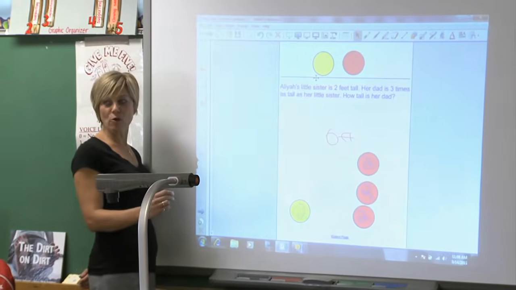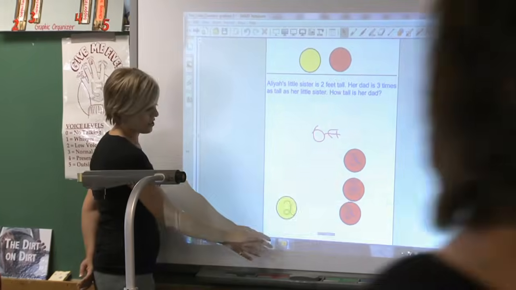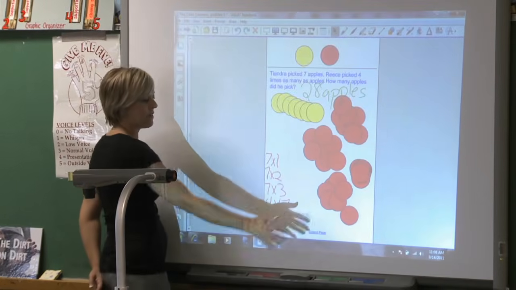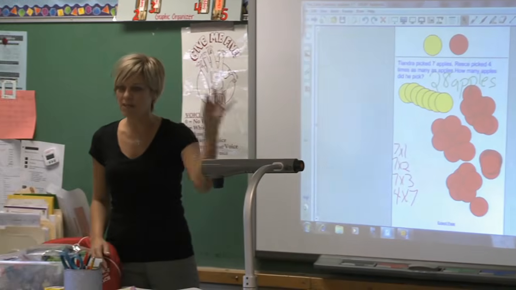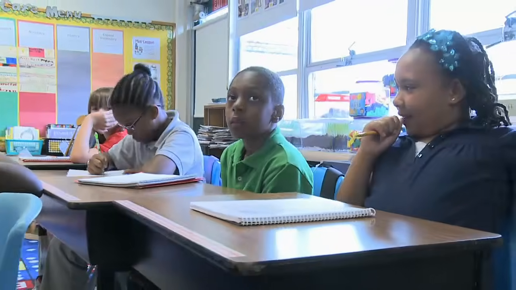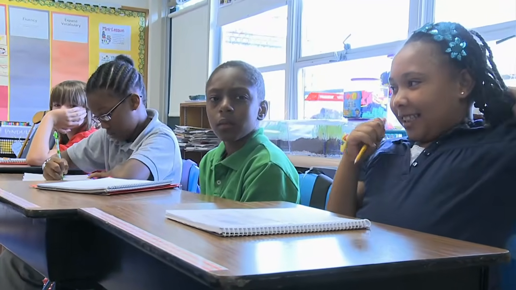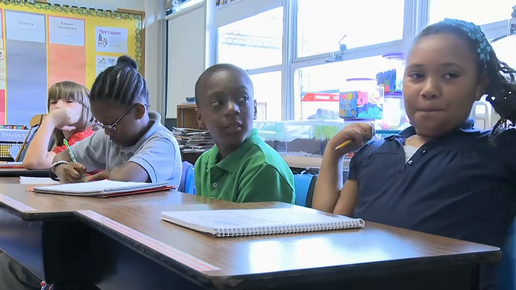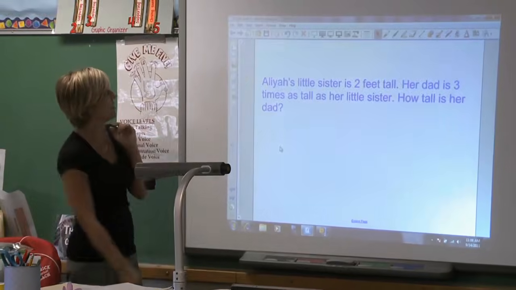And I want you to focus on the repeated words. I love it because repeated words is what we were doing in writing. Focus on the repeated words in: Aaliyah's little sister is 2 feet tall. Her dad is 3 times as tall as her little sister. How tall is her dad?